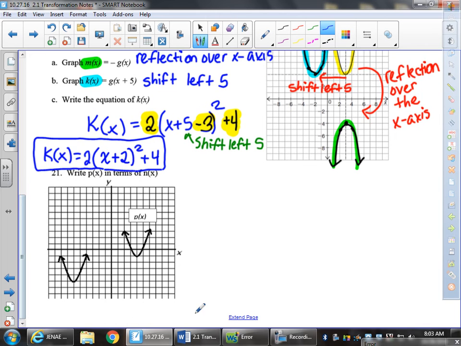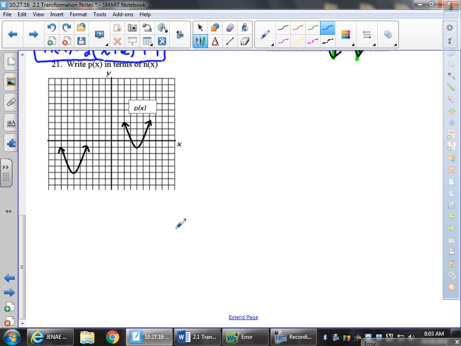21. Write p of x in terms of n of x. So we need 2 colors. Which of these graphs is p of x? The one on the right. Making the other one n of x.